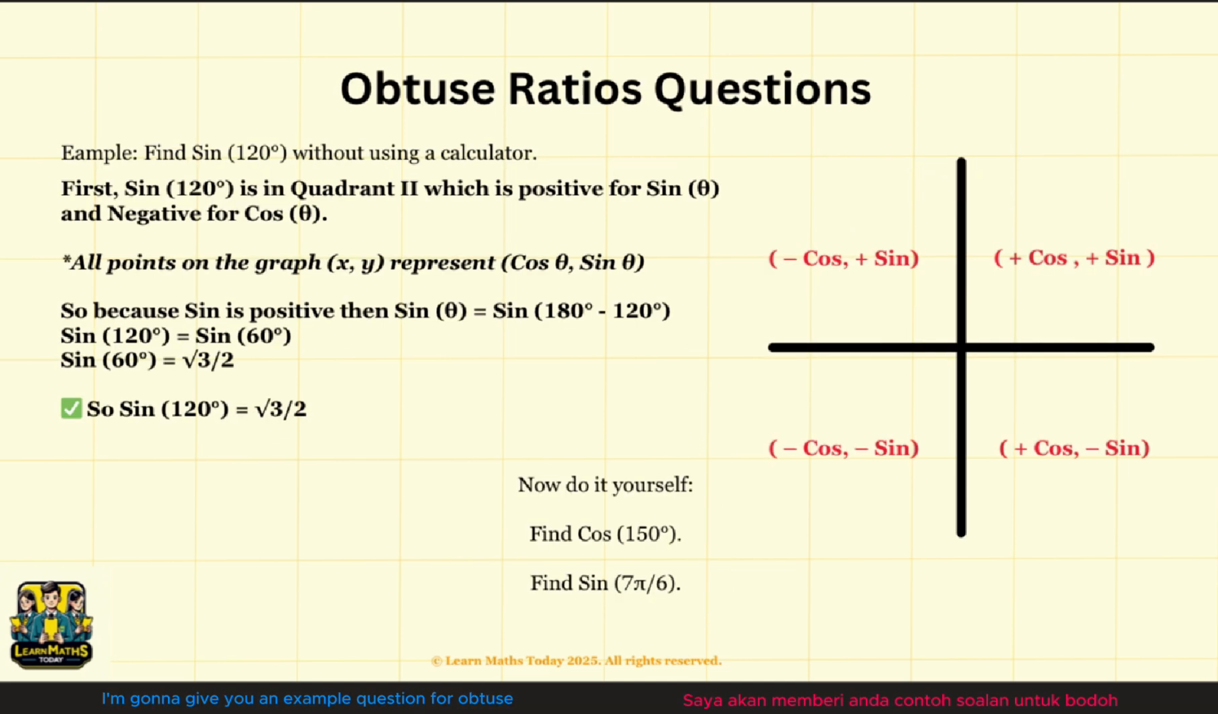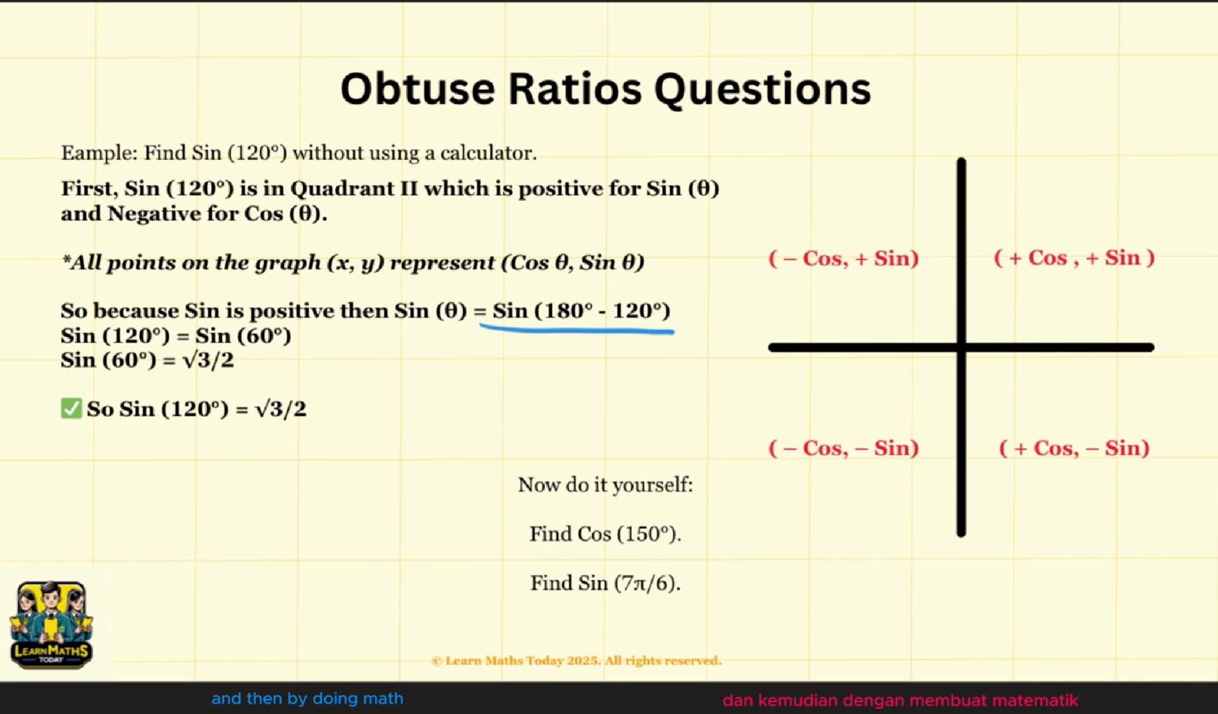Okay, now I'm going to give you an example question for obtuse trigonometric ratios so you can go and solve some on your own. For this example question, it's asking us to find the sine of the obtuse angle 120 without using a calculator. First, we should set up the equation to make sine of 120 equal to sine of 180 minus 120, just as they gave us in the examples before.